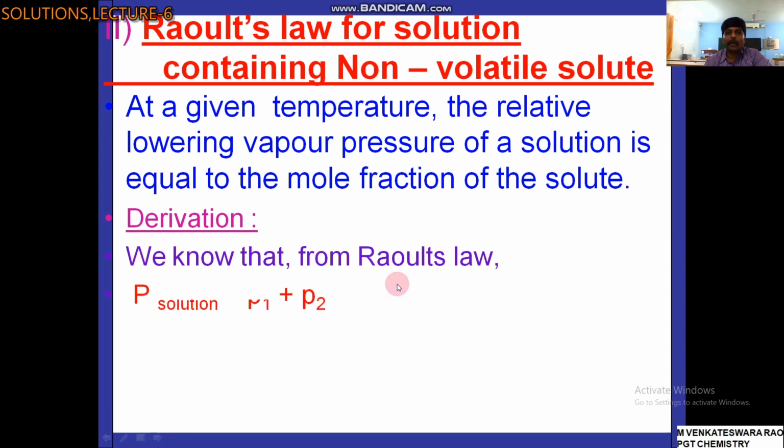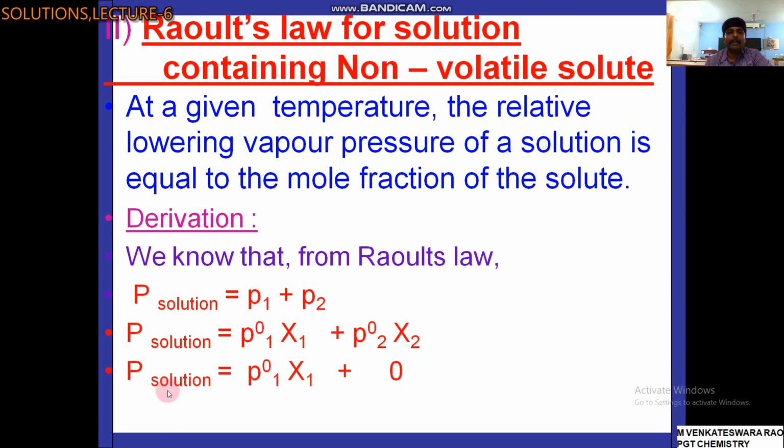We know that from Raoult's law, P solution is equal to P1 plus P2. What is P1? The partial vapor pressure of component 1. P2 is the partial vapor pressure of component 2. Therefore, the vapor pressure of the solution is equal to P1 naught x1 plus P2 naught x2. Then P1 naught and P2 naught values are substituted.